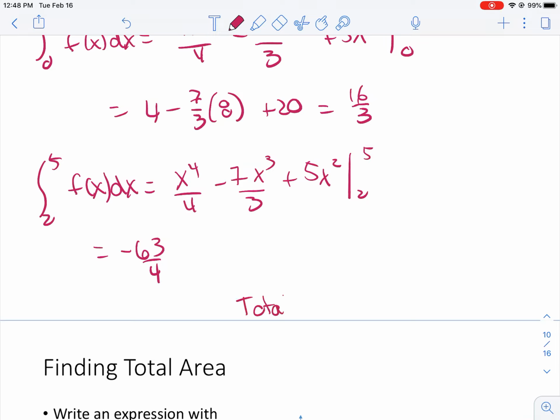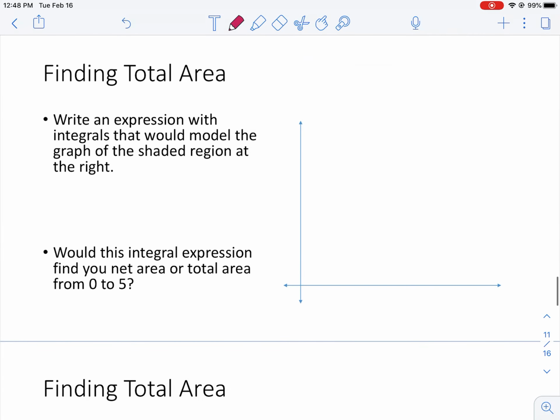So my total area is going to be the area above the x-axis plus the absolute value of the area below the x-axis, which is coming out to be 253/12. And again, you can check that by graphing or by integrating on your calculator.